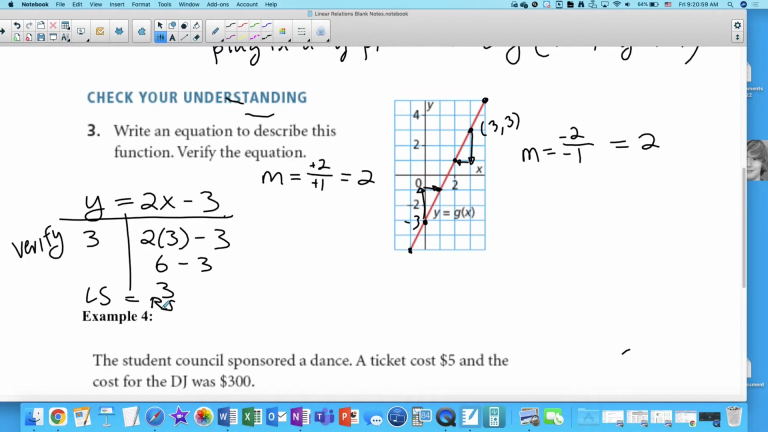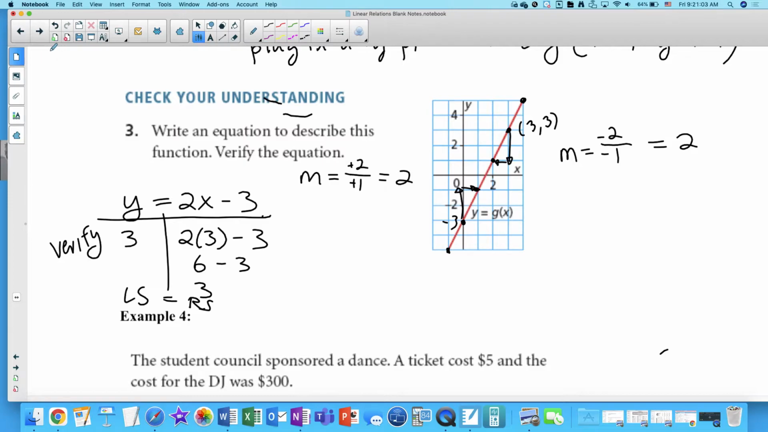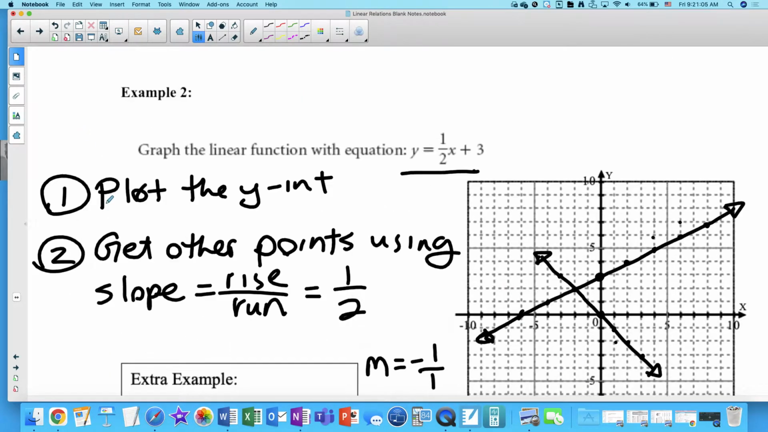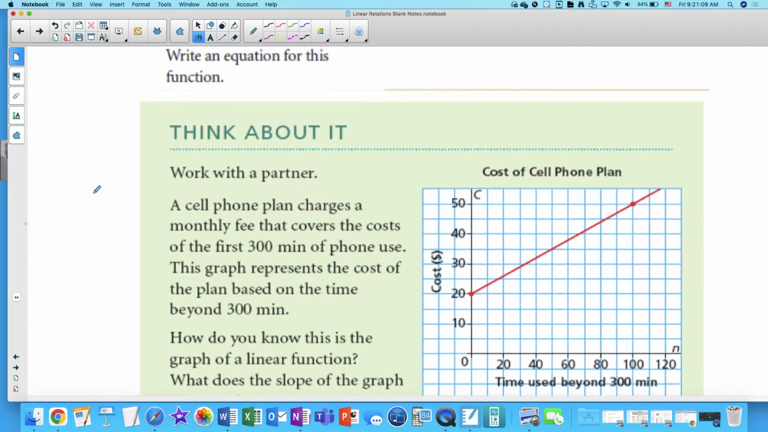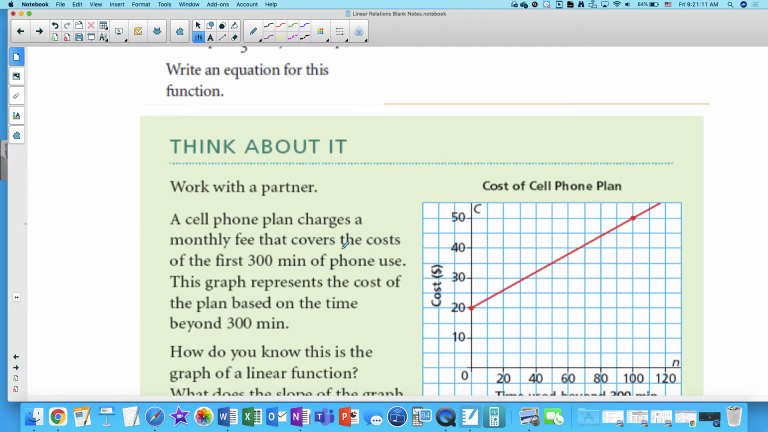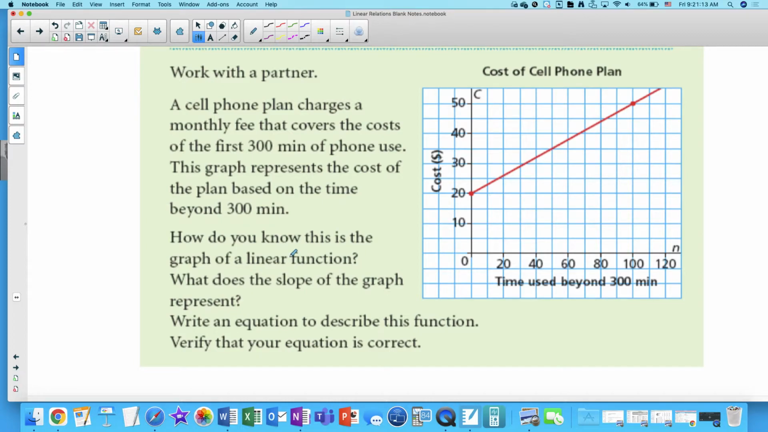I want to actually backtrack and go to this example that I skipped yesterday. Where was it? No, previous page. Here we go. Okay. And this one is an application question. So I want to talk a little bit about this. Okay, a cell phone plan.